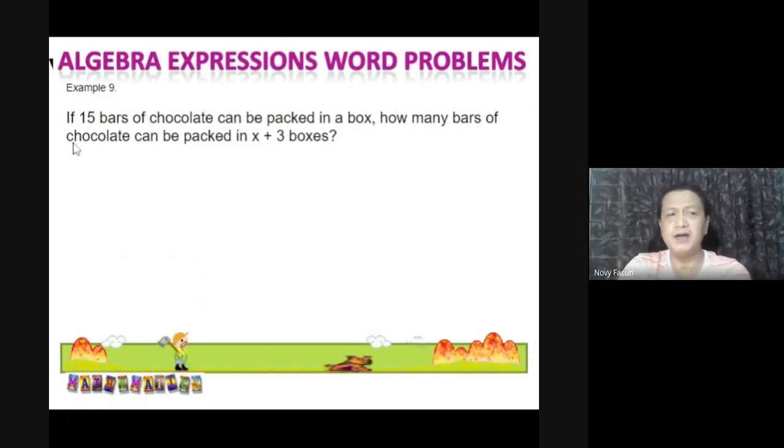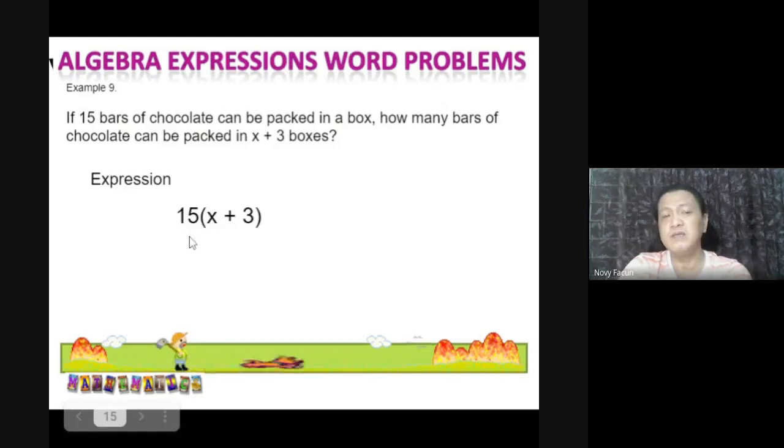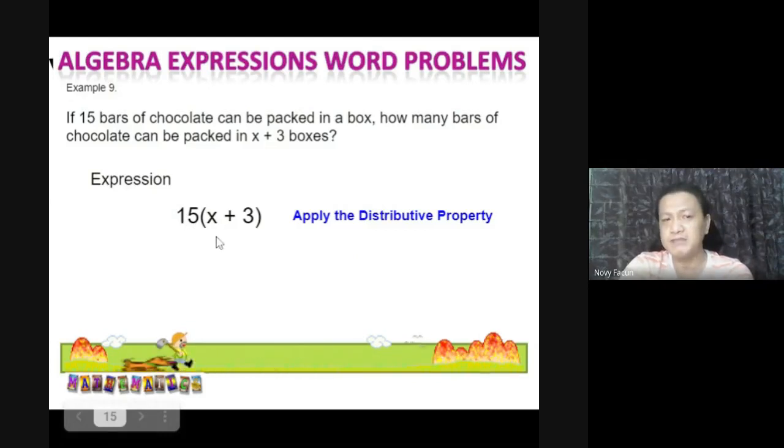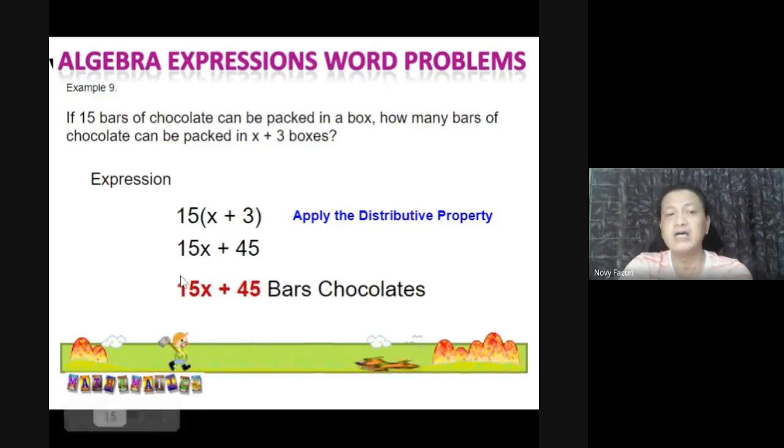Okay, next for number 9, if 15 bars of chocolate can be packed in a box, how many bars of chocolate can be packed in x plus 3 boxes? If you analyze, ilan magagawa natin doon sa box na ipapak natin na given yung 15 bars to sa x plus 3 boxes. So we have to write the given. Simply, you apply the distributive property. So 15 times x, that is 15x, and 15 times 3, that is 45. Meaning to say, there are 15x plus 45 bars of chocolate na magagawa natin.